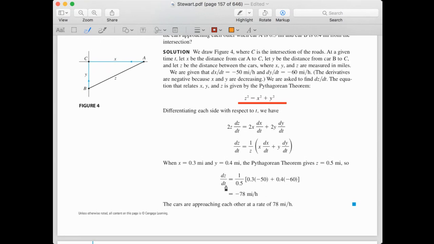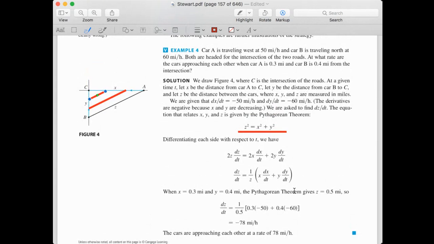So after we solve, dz/dt is negative 78. The distance between A and B is getting smaller, right? It's decreasing, and in the end, at C, it will become 0. A and B will meet. So that's why it's negative. All right. Any questions?